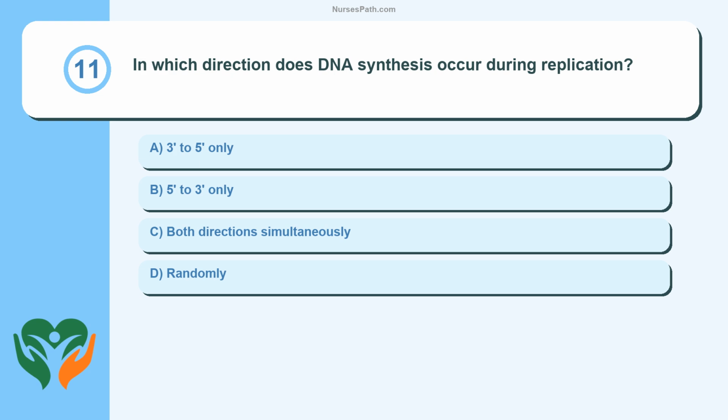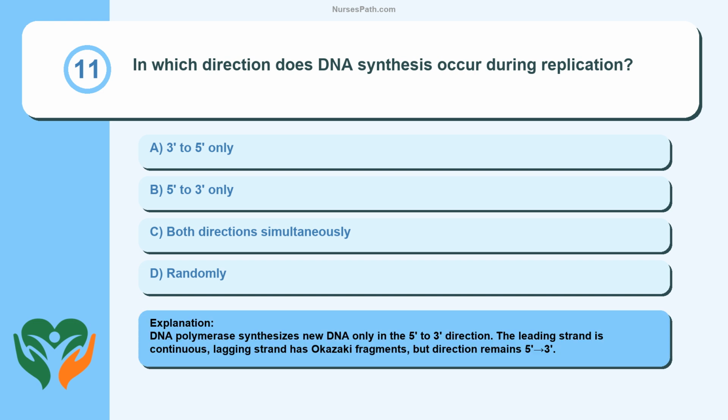Question 11. In which direction does DNA synthesis occur during replication? 3' to 5' only. 5' to 3' only. Both directions simultaneously. Randomly. DNA polymerase synthesizes new DNA only in the 5' to 3' direction. The leading strand is continuous, the lagging strand has Okazaki fragments, but the direction remains 5' to 3'.